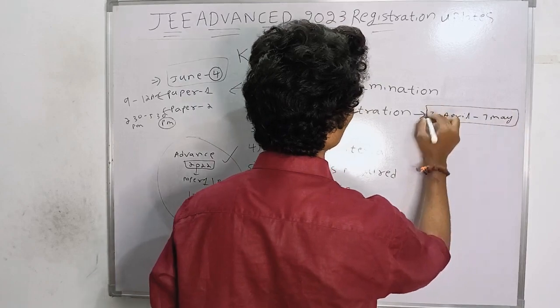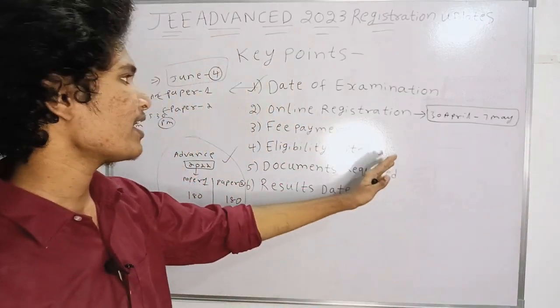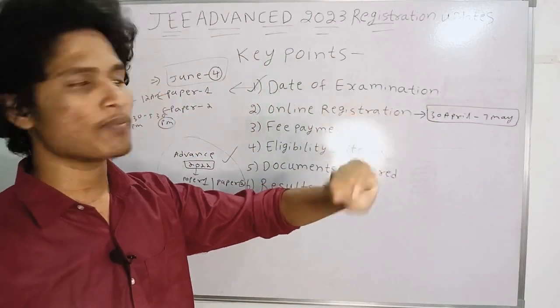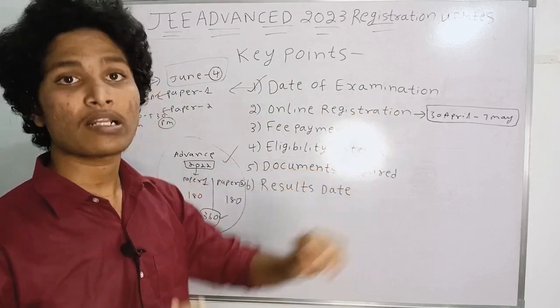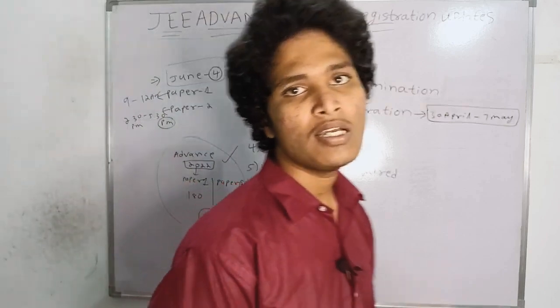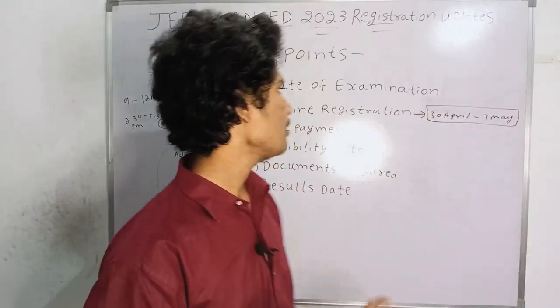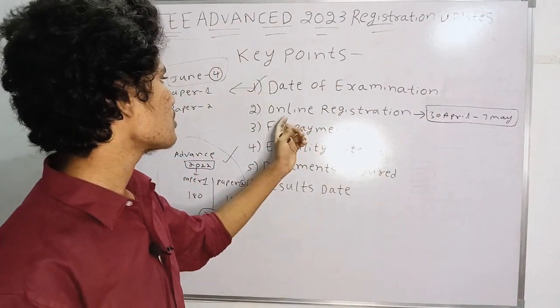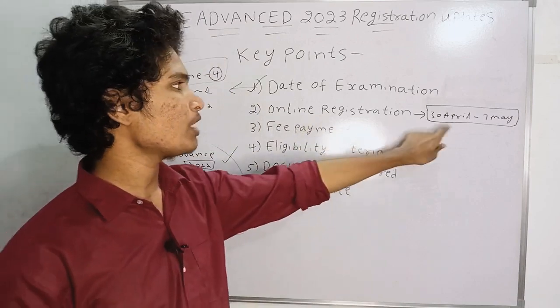This is the dates they given. So the registration has started. Go and check it, guys, on the JEE Advanced website. The registration is out for Indian students as well as foreign students. The foreign students also write the JEE Advanced, but in small numbers, not so many students. And the online registration is from 30 April to 7th May.